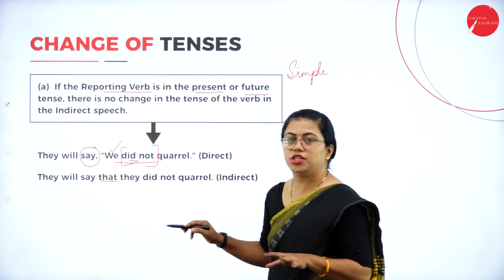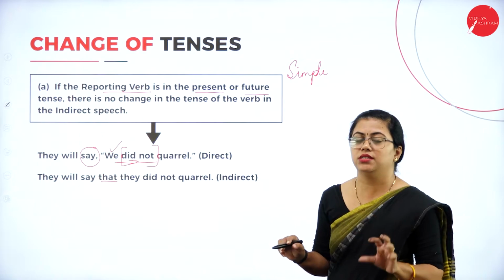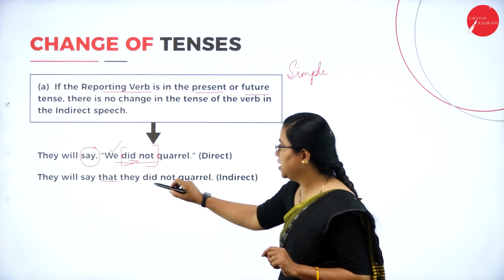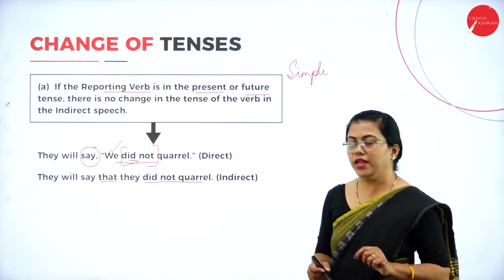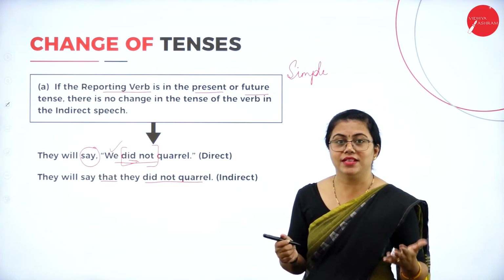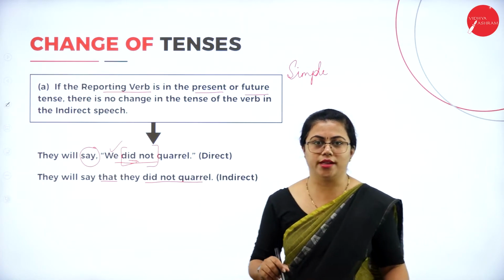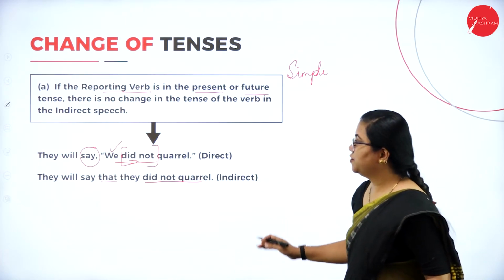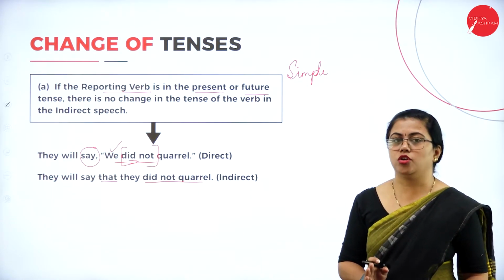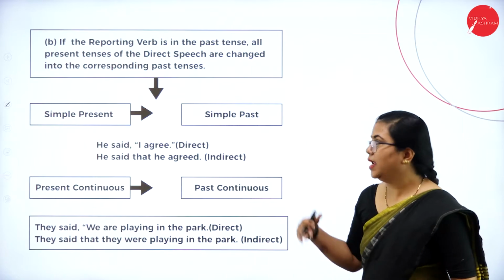Okay, so here they did not quarrel. So this one I am not changing. The tense of the verb inside the inverted comma is not changing here. They did not quarrel. Fine. So this is in simple present. So this is not changing. They will say that they did not quarrel. Fine. So this is how you change from direct to indirect if the reporting verb is in simple present or simple future. Okay, let us go further.